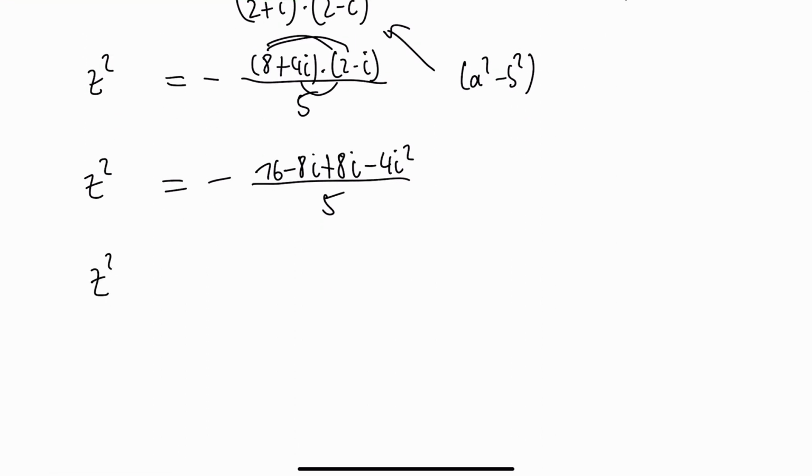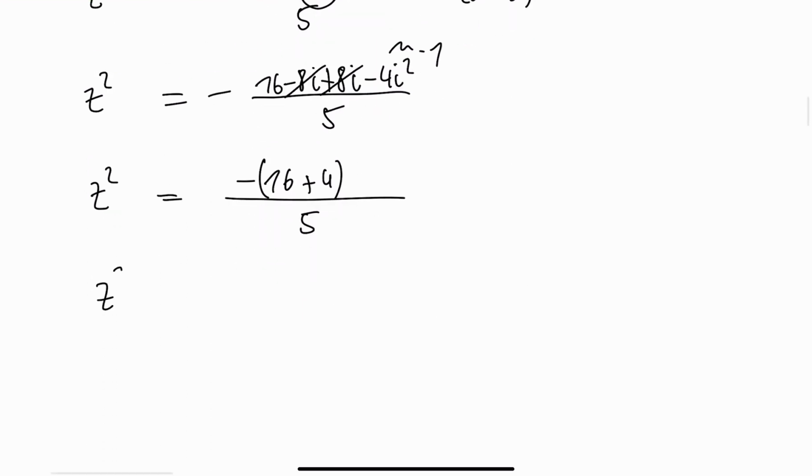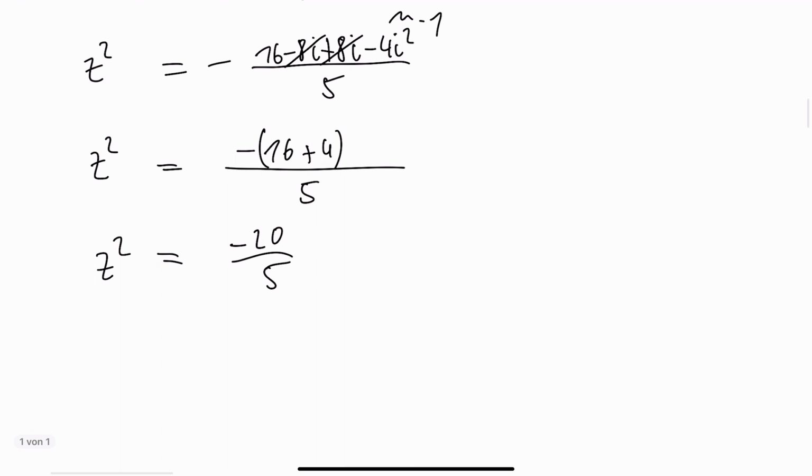So now we can simplify it a little bit more. This still gives us 5. This cancels out. And we have negative 16. This i squared is by definition minus 1. So minus 4 times minus 1 equals plus 4. So c squared equals minus 16 plus 4, which is minus 20, divided by 5, which gives us c squared equals negative 4.